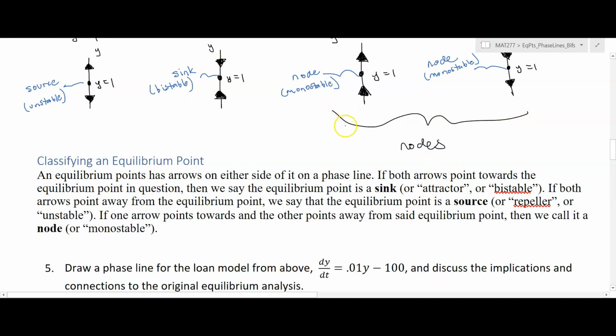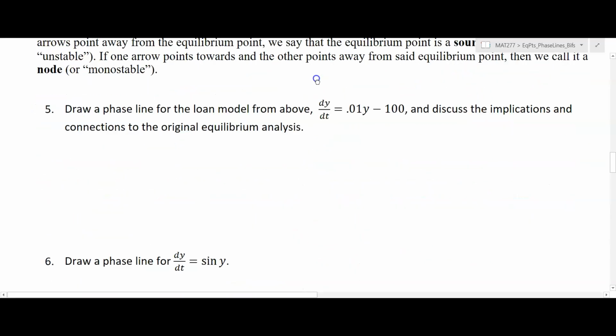Okay, now you can have more than one equilibrium point. In these models, when we solved dy/dt equals 0, we only came up with one, namely because our functions have been linear so far. So let's just go ahead and complete this analysis. We sort of already did this for the loan model. We found that the equilibrium point is y equals 10,000.